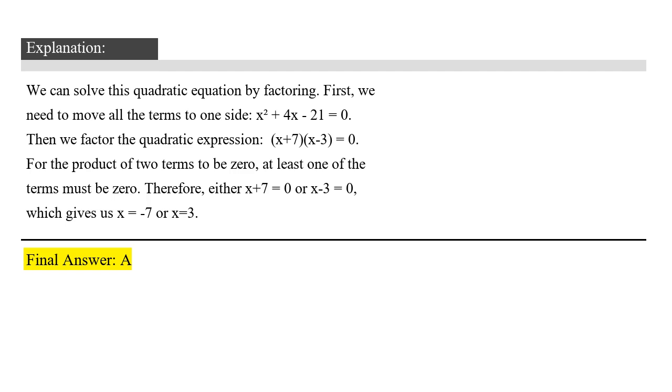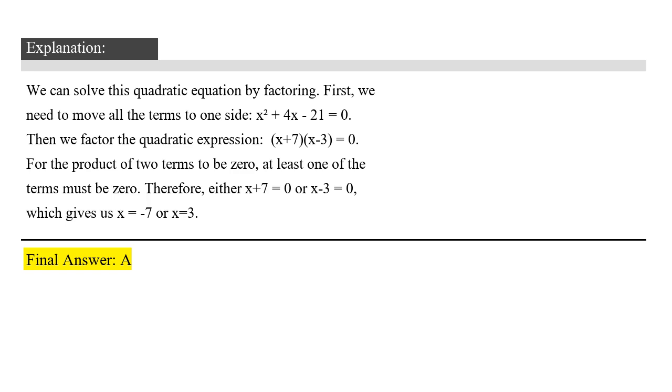We can solve this quadratic equation by factoring. First, we need to move all the terms to one side. x^2 + 4x - 21 = 0. Then we factor the quadratic expression: (x + 7)(x - 3) = 0.